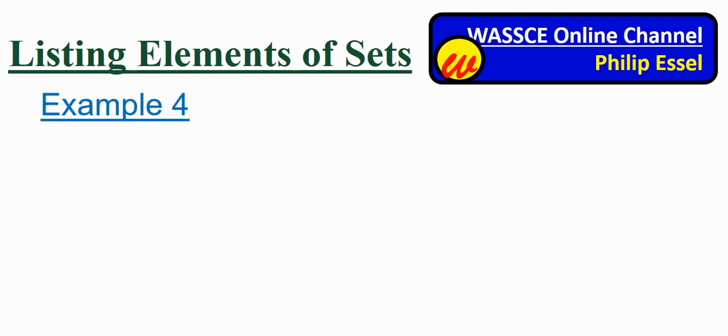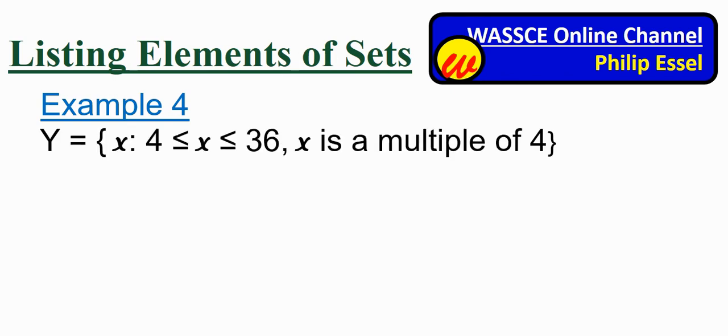Let's look at example 4. In this example, we have the set y. Set y is also in set builder notation format, and it reads x such that 4 is less than or equals to x less than or equals to 36. X is a multiple of 4, bracket closed. As we can see from the set, the members of y are all multiples of 4.